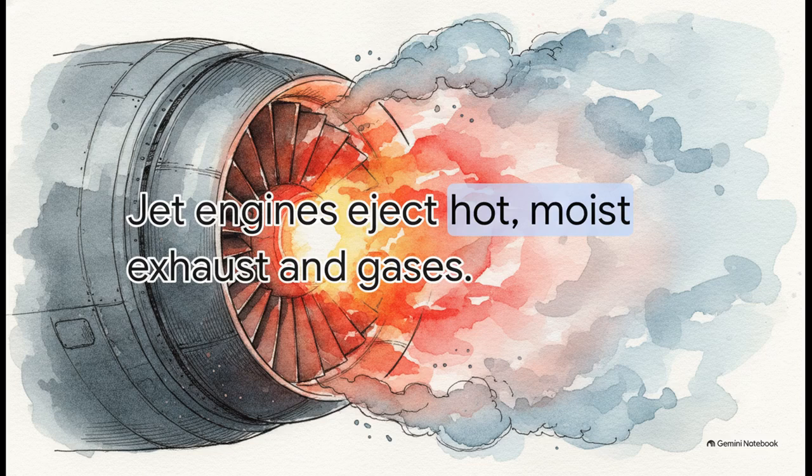The byproduct of that intense combustion? Exhaust. But here's the thing, jet engine exhaust isn't just dry heat. As the engine burns fuel, it's constantly ejecting hot, highly moist exhaust and gases right out the back. A massive component of that exhaust is pure water vapor. So picture this. You've got this intense, concentrated stream of incredibly hot, wet gas being blasted out of the turbine at hundreds of miles per hour.